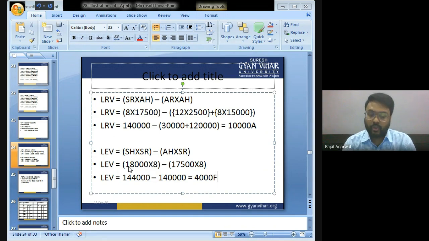So, today your topic has been completed for standard costing. We have discussed labor variance and material variance both. I hope you have understood what standard costing is, and how to calculate material variances and labor variances.